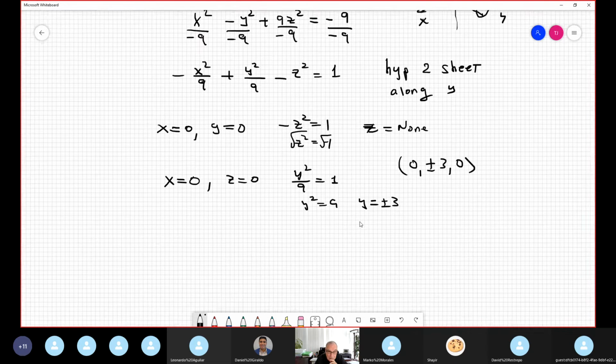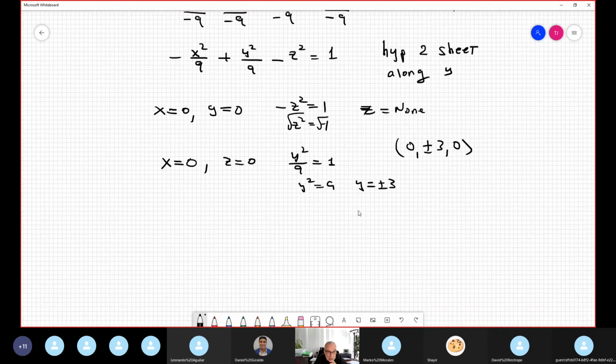Let me try now the next intercept, which is on the x-axis, y equals 0 and z equals 0. A similar situation happens: x squared over 9 equals 1, no. So this surface has only intercepts on the y-axis. In the z-axis, no. In the x-axis, no. Let me try to make traces.